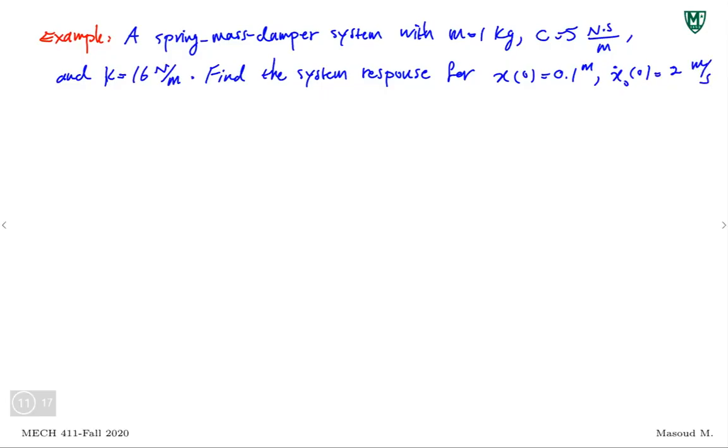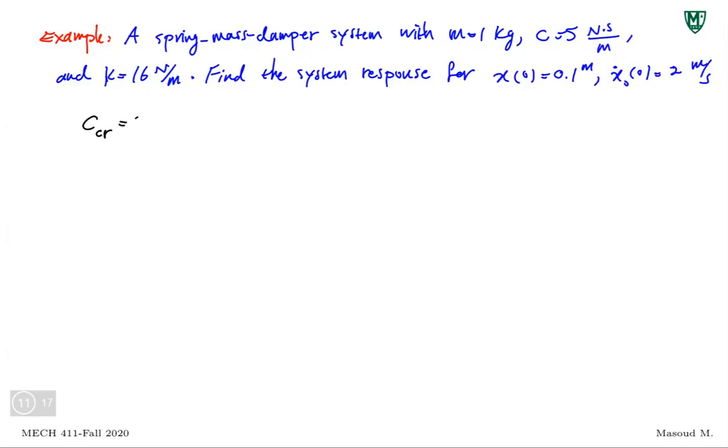So where do we start? That's usually the question. That's the hard part. We have to decide what kind of system we're dealing with. So we have to figure out the relationship between zeta and 1. Is it smaller than 1? Is it greater than 1? Or is it equal to 1? Or one step further, you want to know the relation between C and C critical. We know C is 5 Newton second per meter. We have to find C critical.